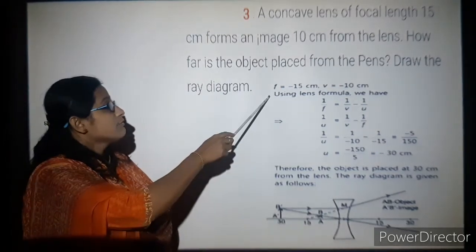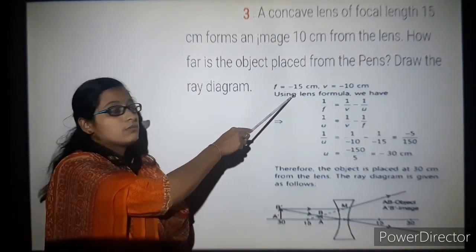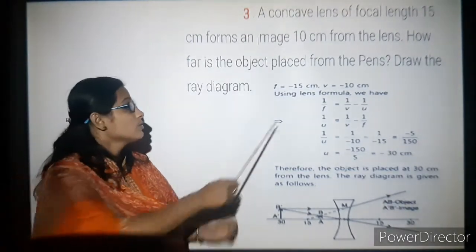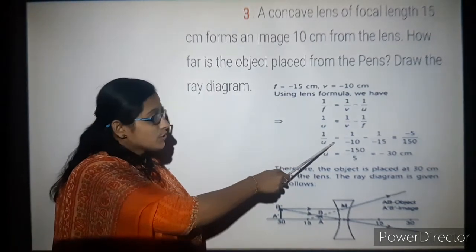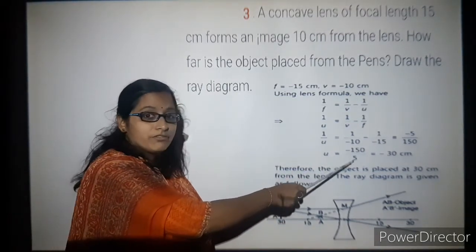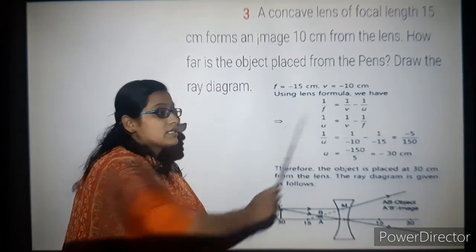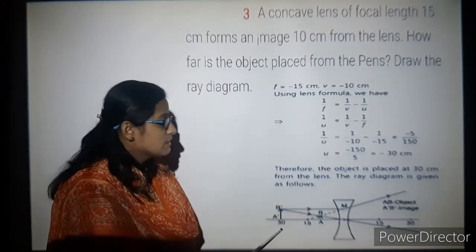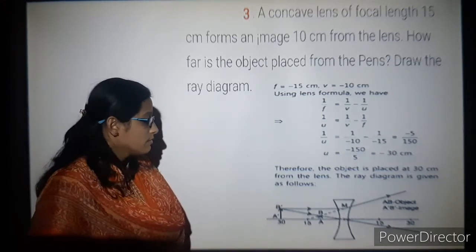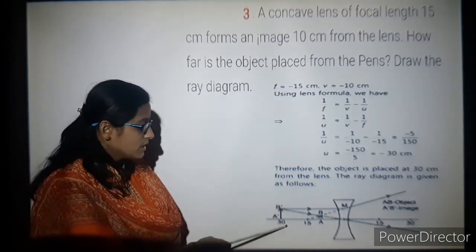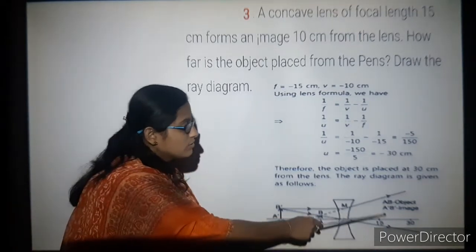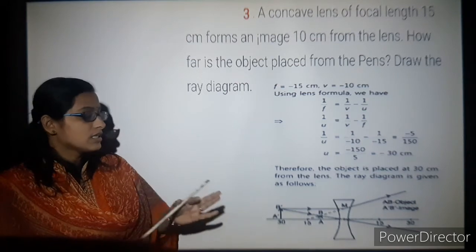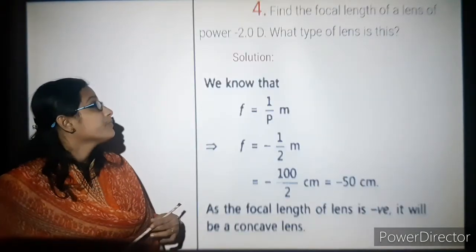You can see that focal length is given as minus 15 centimeters, V is minus 10 centimeters, refer to the signs. Using the lens formula, you will again substitute and you will get U as minus 150 by 5, that equals minus 30 centimeters. So the object is placed at 30 centimeters from the lens. The ray diagram is as given here. AB is the object, and it is placed at 30 centimeters from the lens.